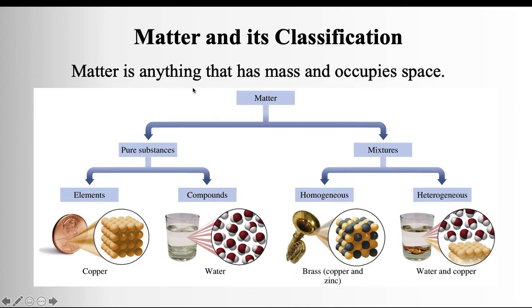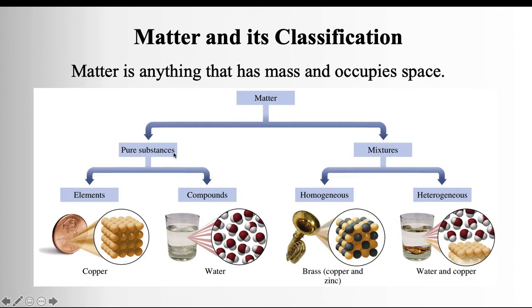Matter is anything that has mass and occupies space. That's the definition for matter. It has mass, so any object that has mass and occupies some space. Matter has two major classifications. One is pure substances and then mixtures.